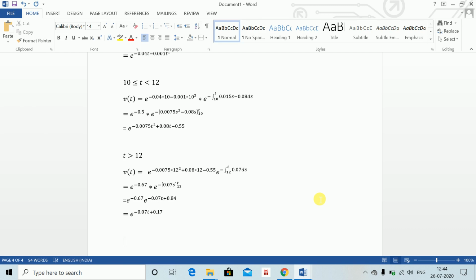Clear? So it's not that difficult. We just need to remember that backslash int underscore is for subscript and to the power is for superscript.